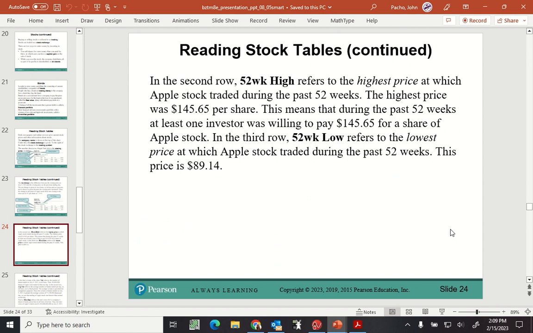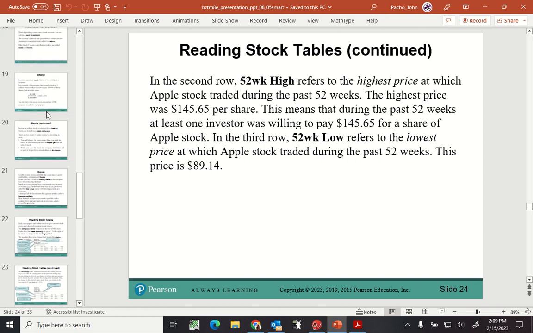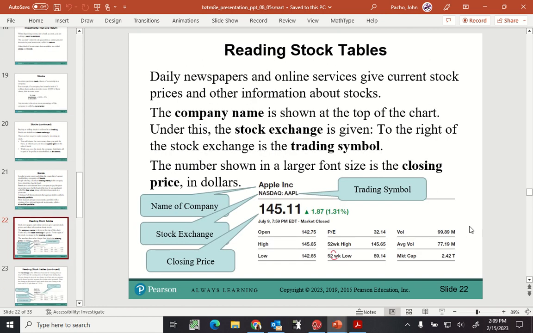So in the second row down, it says 52-week high is the highest price. I'm gonna back up to the big one so we can see it. Here we go. Okay, right here, 52-week high. That's over the last year, the highest amount.